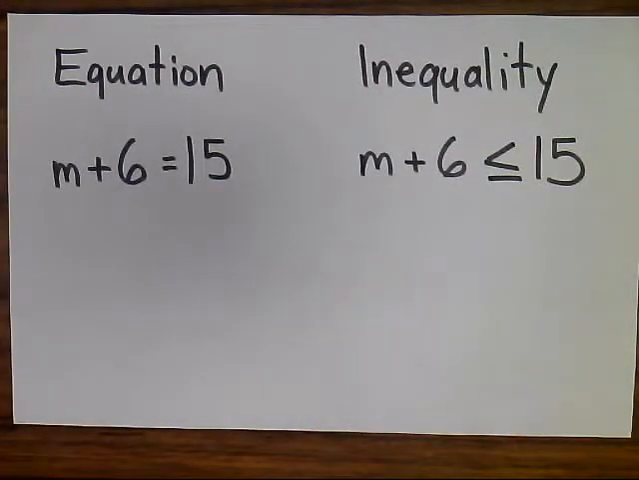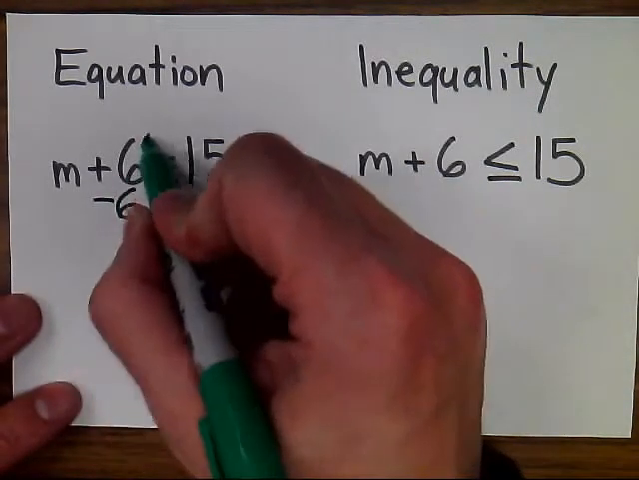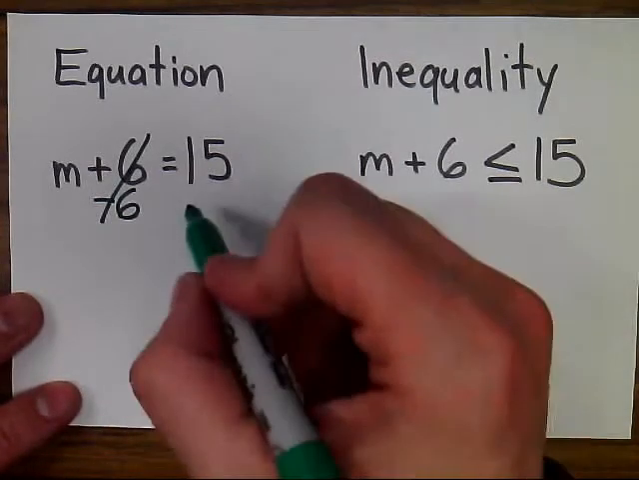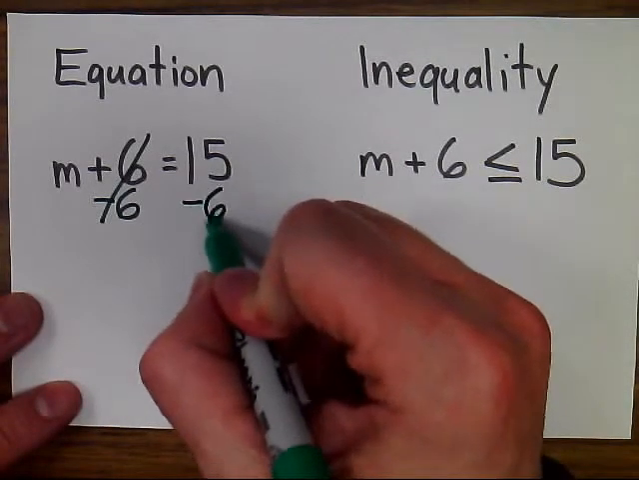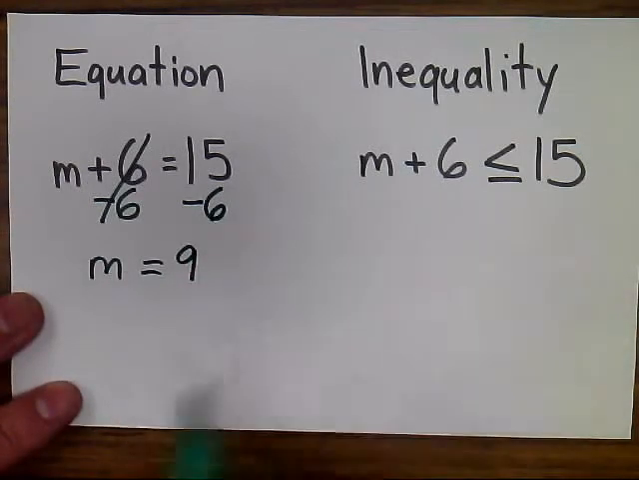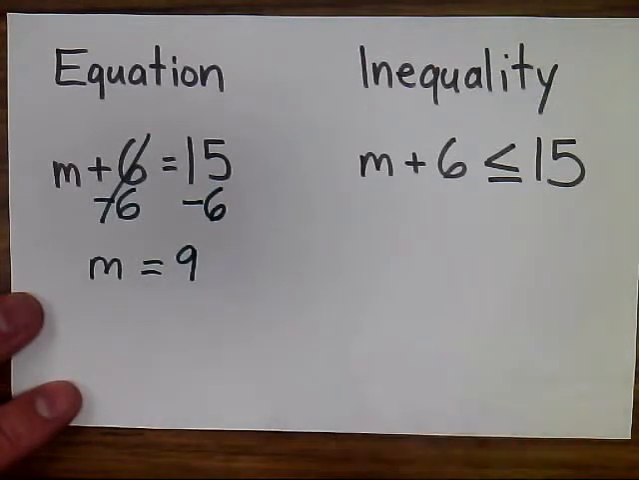With an equation, we have our 3 steps that we solve. We isolate our variable by doing the inverse operation, so we would subtract 6 to isolate that variable. Then we use the property of equality to keep both sides equal. We'd subtract 6 here, and that would tell us that m is equal to 9. Well, with this equation, there's only one answer. M is 9. That's all there is to it.